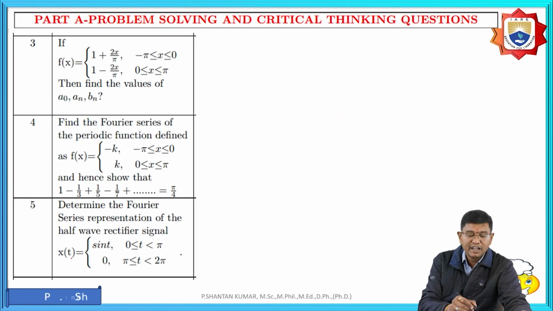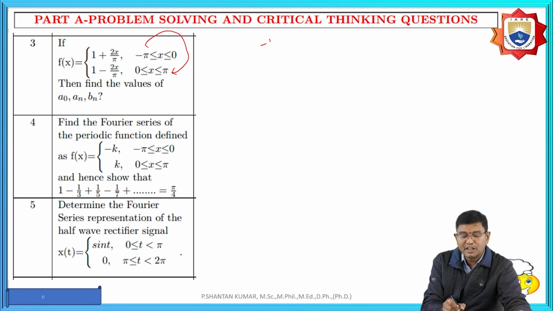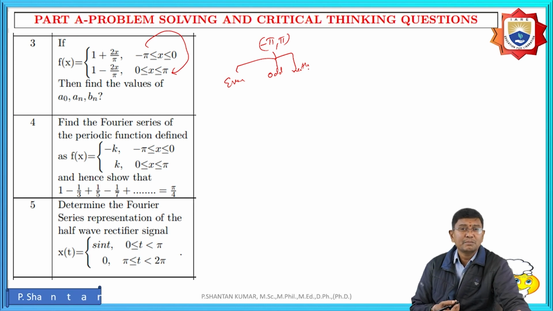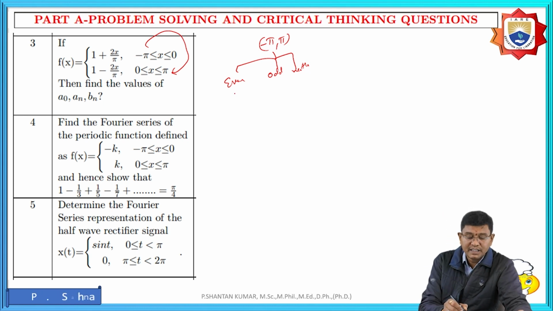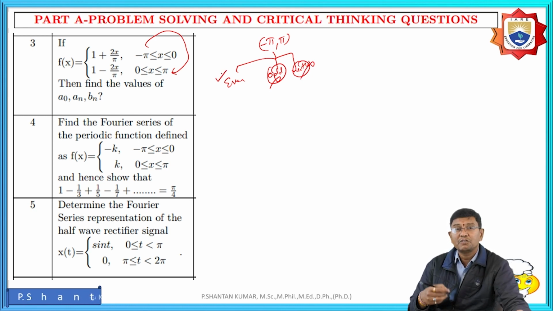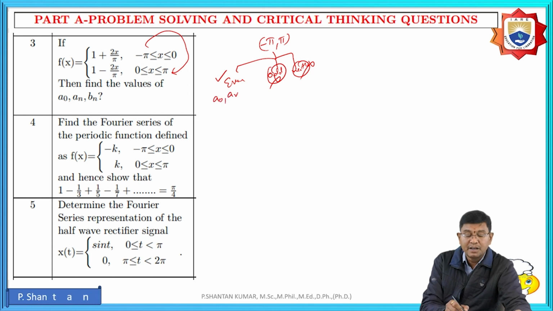And next one, here also the problem is under the limits minus pi to pi. Again we need to identify whether the function is even, odd, or neither. Moreover, the given function, based on what we observe in the problem, is an even function. It is not an odd function, not a neither function. The function is an even function, because it satisfies the condition f of minus x is equal to f of x. And based upon that, you need to calculate a naught and a n only.